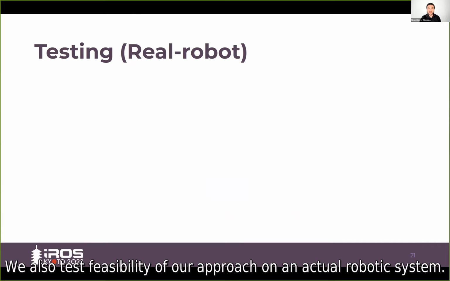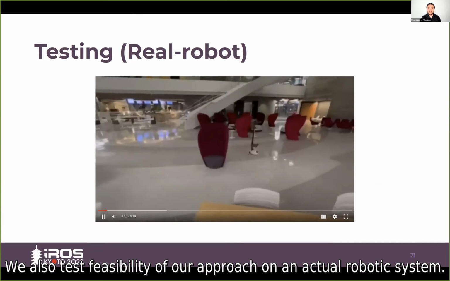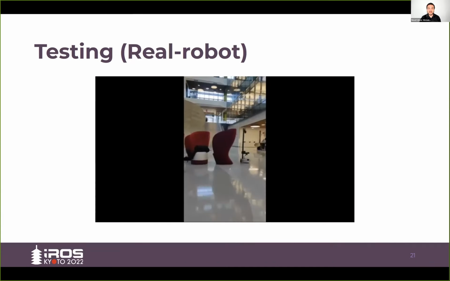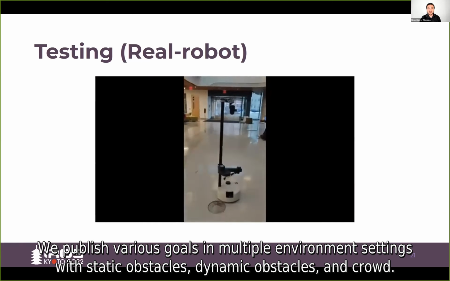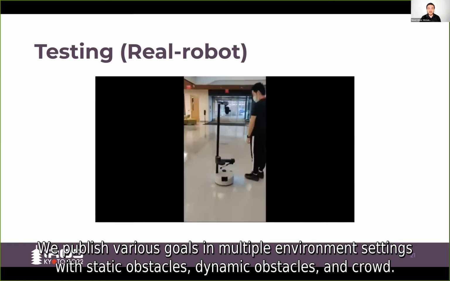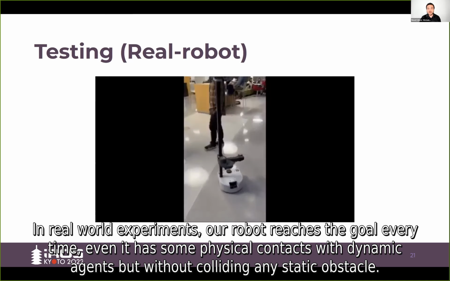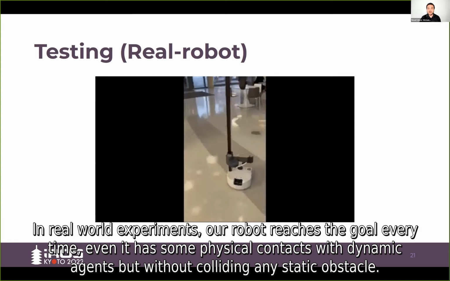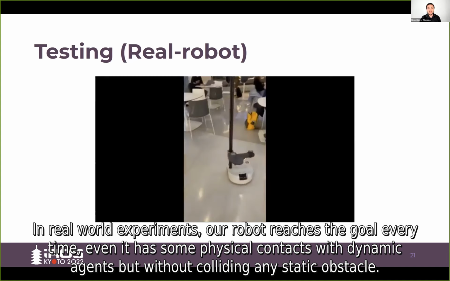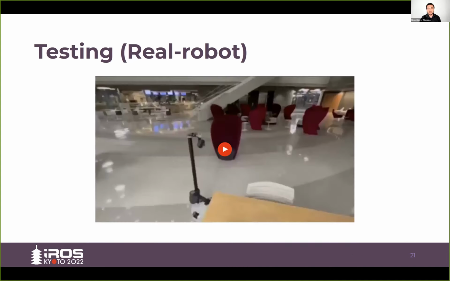We also test the feasibility of our approach on an actual robotic system. We publish various goals in multiple environment settings with static obstacles, dynamic obstacles, and crowd. In real-world experiments, our robot reached the goal every time, even though it had some physical contact with dynamic agents, but without colliding with any static obstacle.